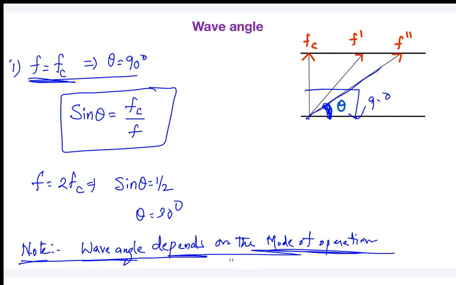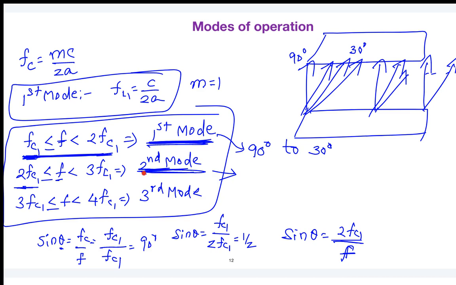Wave angle depends on the mode of operation. So when you are defining the wave angle for the second mode, it is again 90 degrees and 30 degrees? No, it is 2fc1 by 3fc1, so 90 degrees to sine inverse 2 by 3. Sine inverse 2 by 3 is approximately 41 degrees. You can calculate it, it will come to 41 degrees. So the wave angle ranges from 90 degrees to 41 degrees. Similarly, tell me for the third mode.